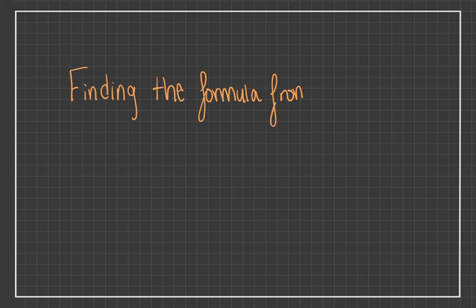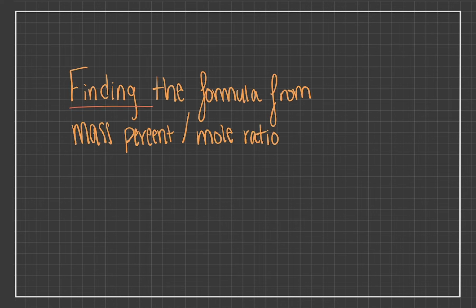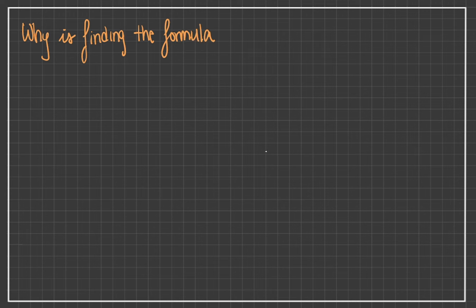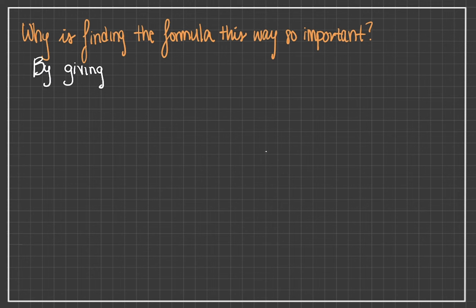Hi everybody and welcome back to Chem Talk, where today we'll be talking about finding the formula from percent mass and mole ratios. So the first question that everyone should be asking is, why is finding the formula this way so important? When we're given the full composition of the compound, when it's broken down by atoms or by elements, it helps in chemical analysis.